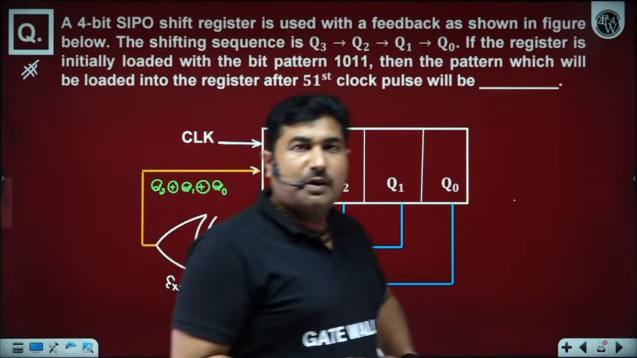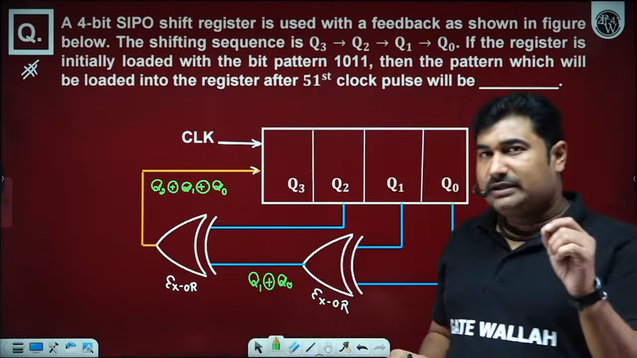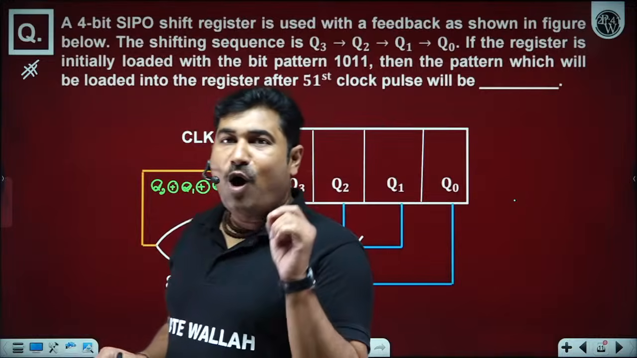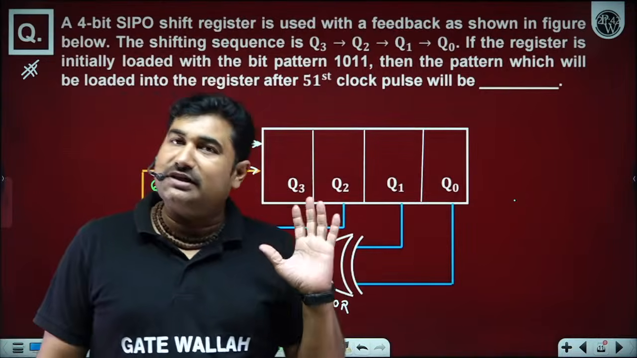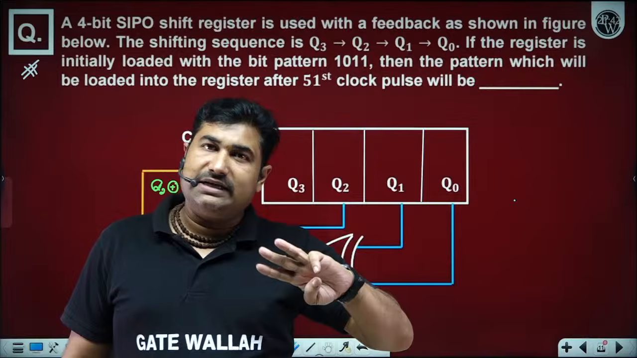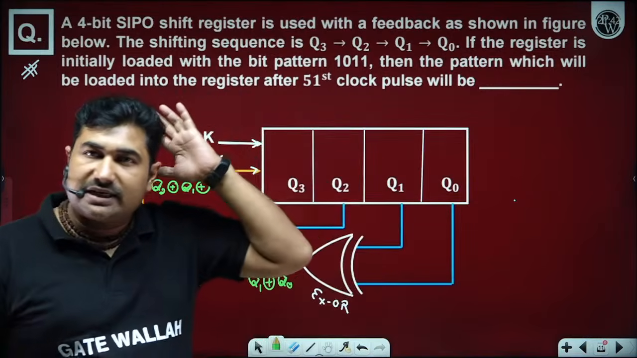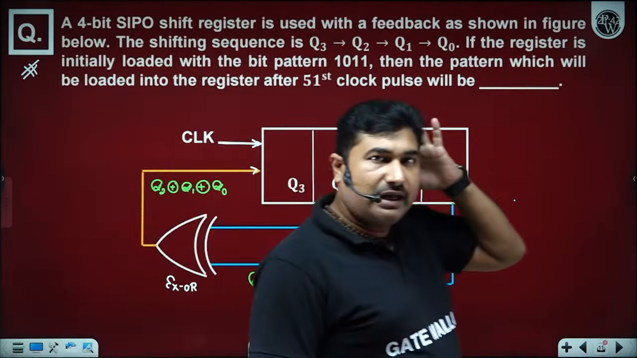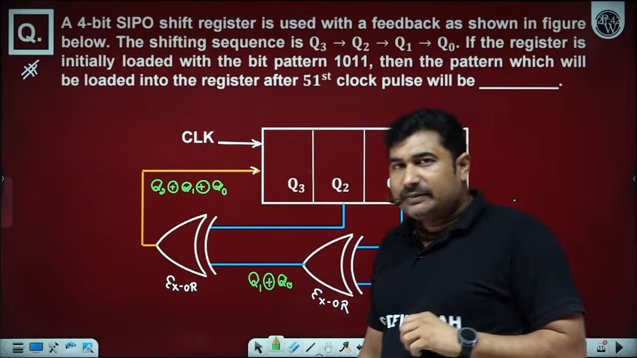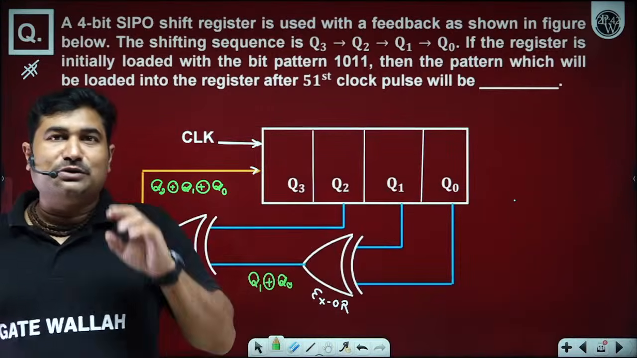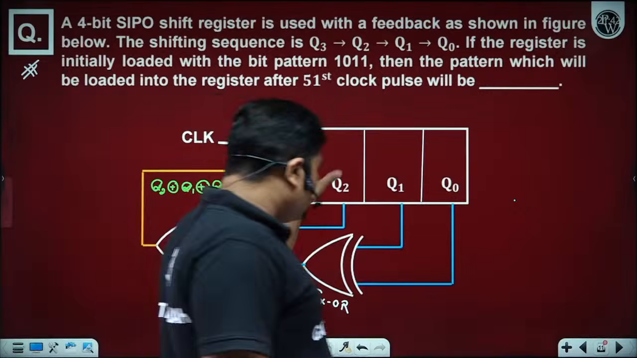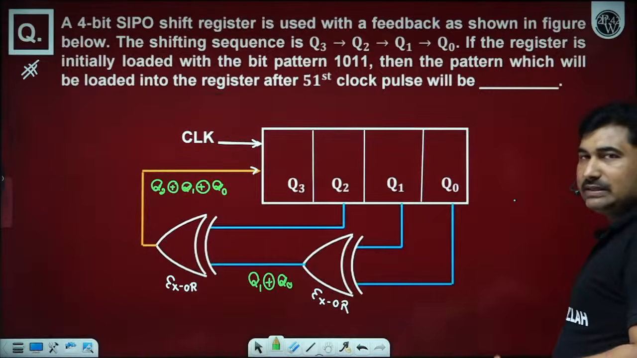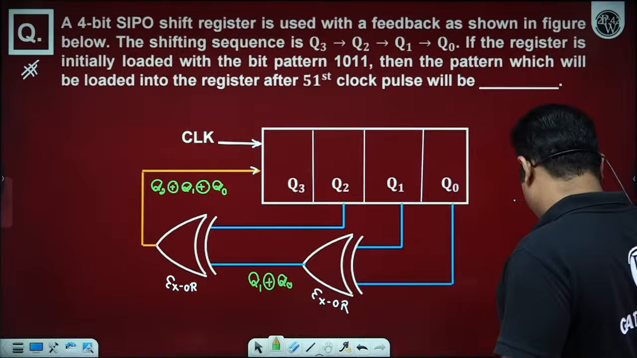We all know about the XOR gate. One very important point: an XOR gate is an odd-number-of-ones detector circuit for 3 bits. Whenever the number of ones in the input is odd, the XOR gate will give output logic 1. Yes, sir. So I am going to use that information, and also observe how on the different clock pulses the data stored in the register is going to change.